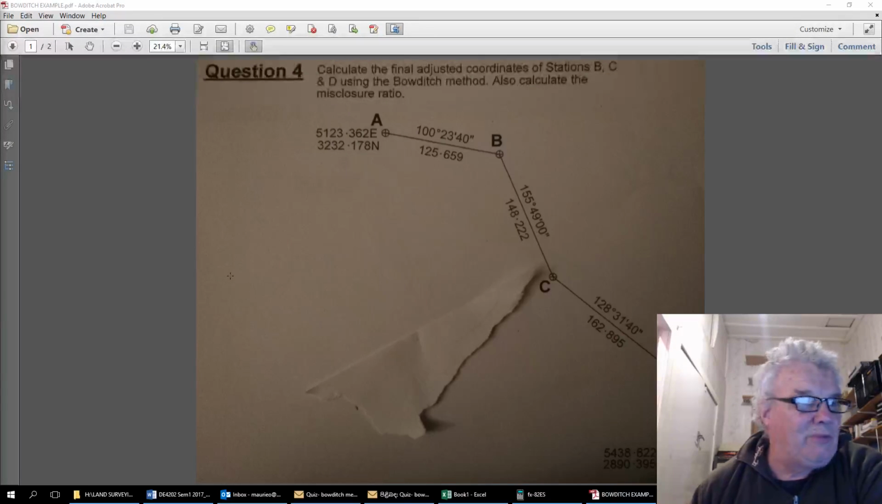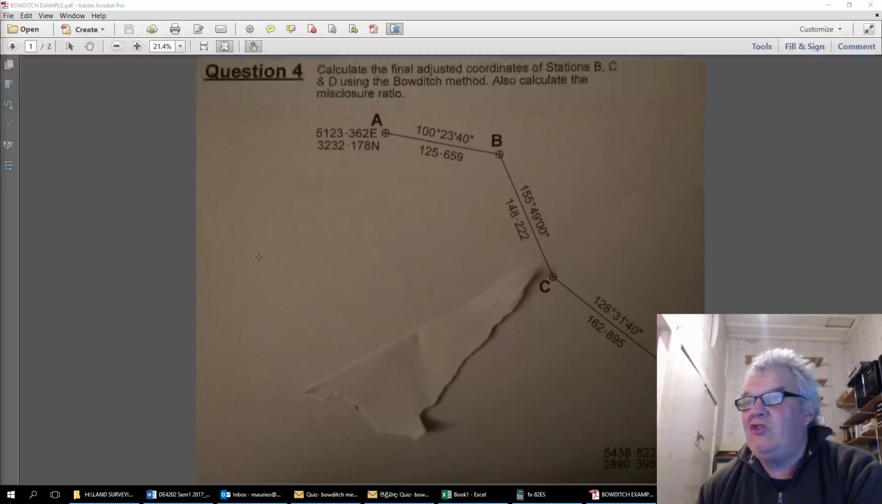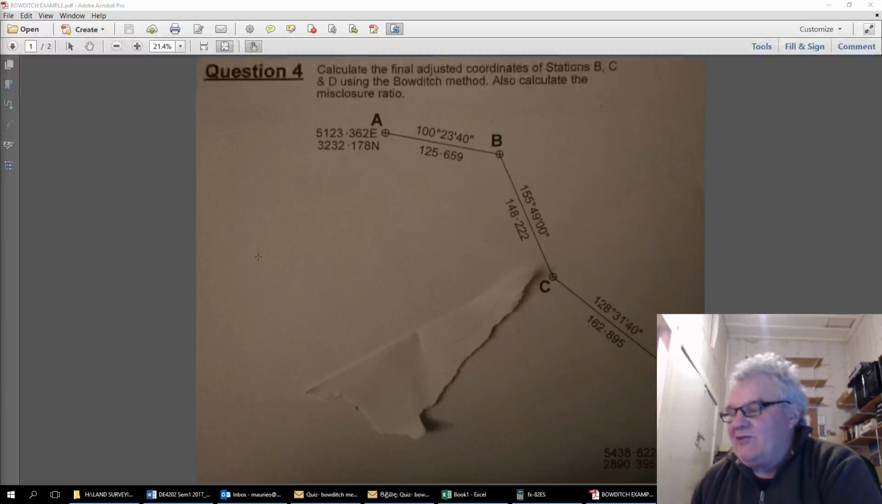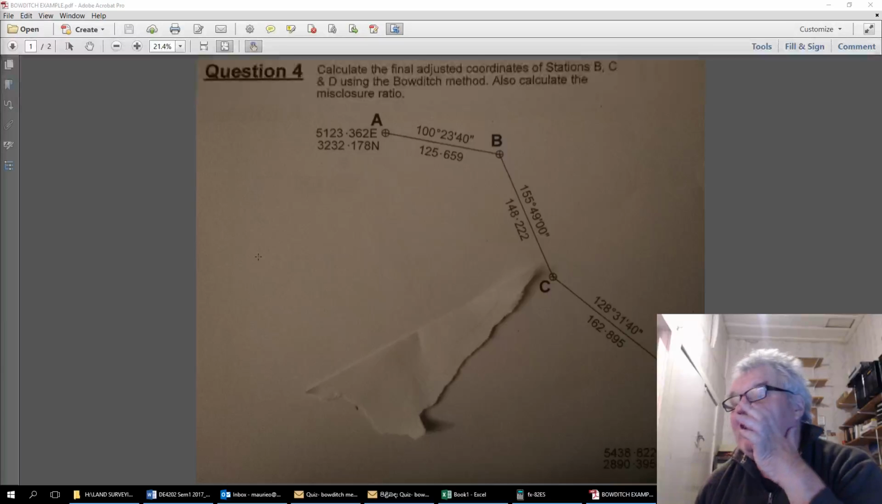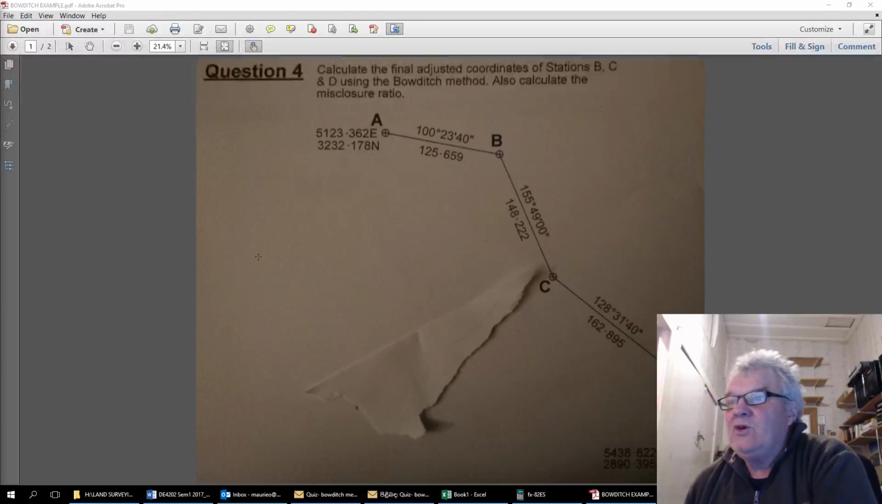So, well, this is the problem that's been sent in by the student. They said they've got an exam and they don't know. So, calculate the final adjusted coordinates of stations B, C, and D using the Bowditch method. Also, calculate the misclosure ratio.